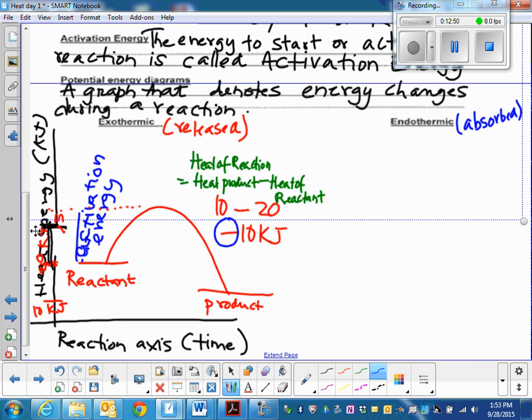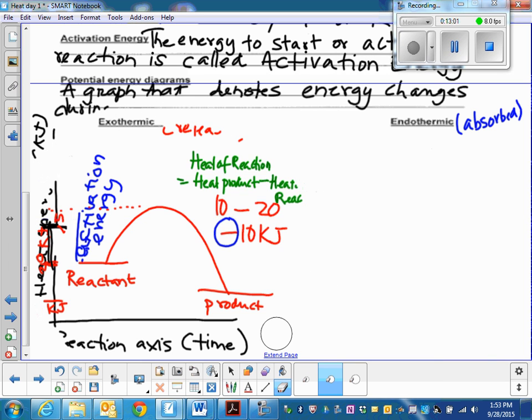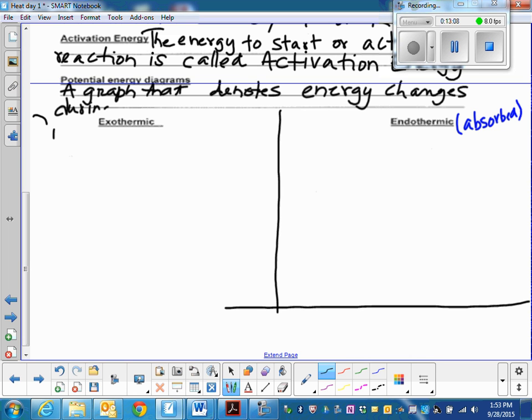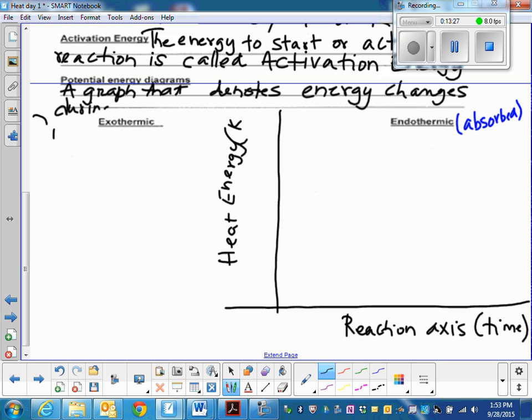Can I erase this graph? Everybody has this? Because sometimes it's confusing for kids when I have both. Okay? So I'm going to erase this graph and I'm going to draw it for my endothermic reaction now. I have to have my axis. So this is my reaction axis and it's in time. This is my heat energy and it is in kilojoules.